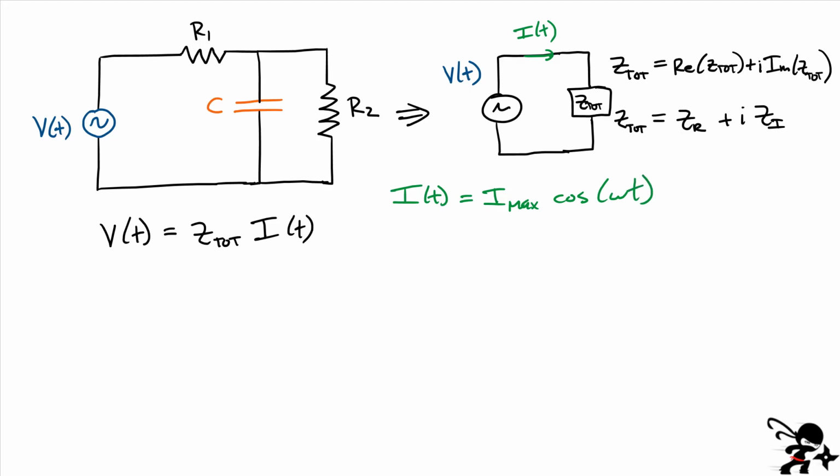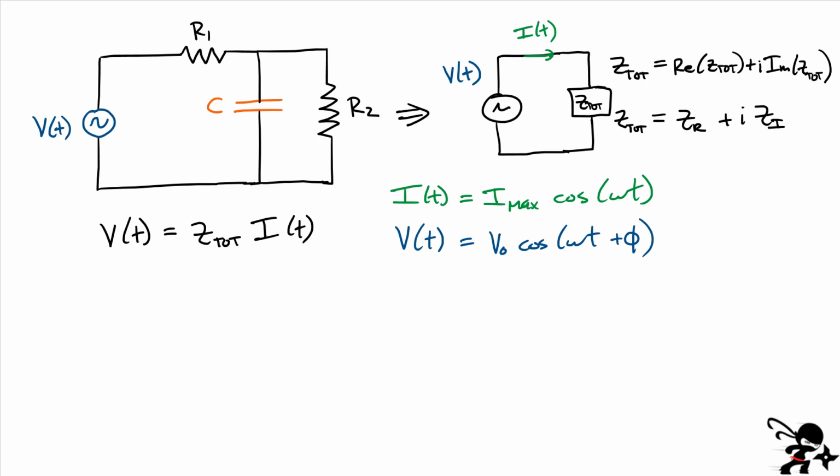The voltage is now no longer in phase with the current because we have a complex impedance. The voltage is V0 cos of omega t plus phi. I put this angle with the voltage term instead of the current because it makes the math a little bit easier for me.